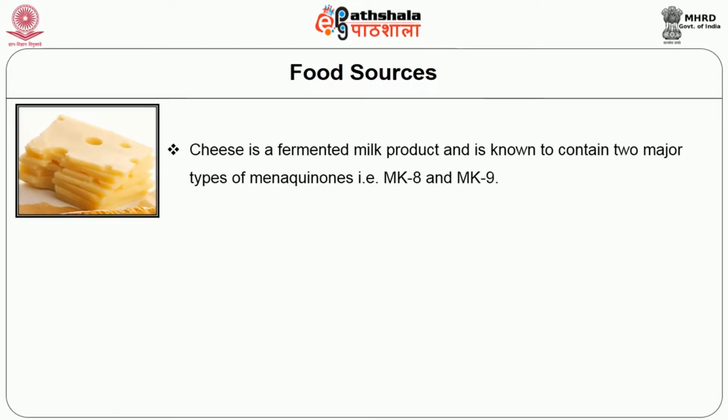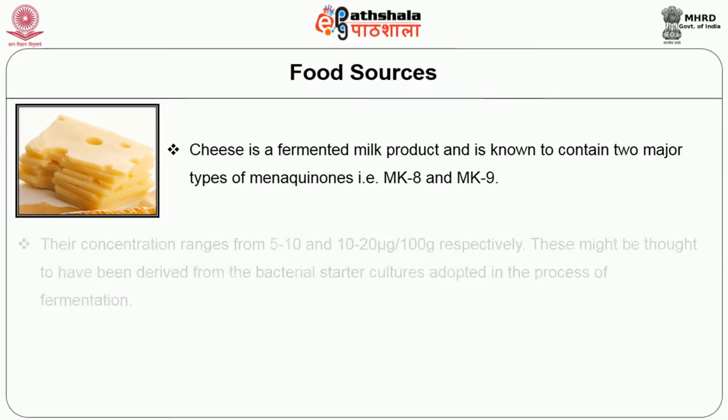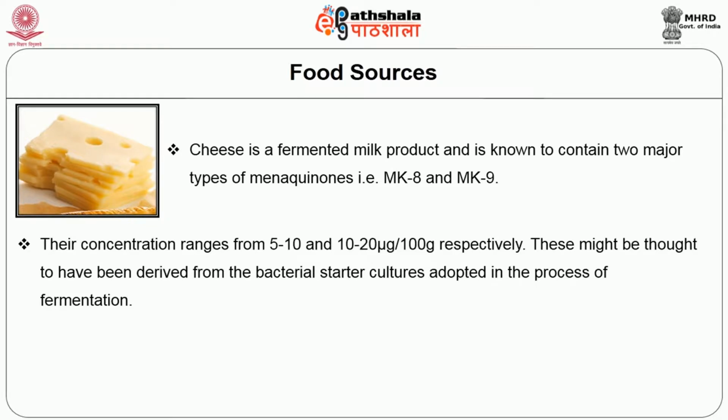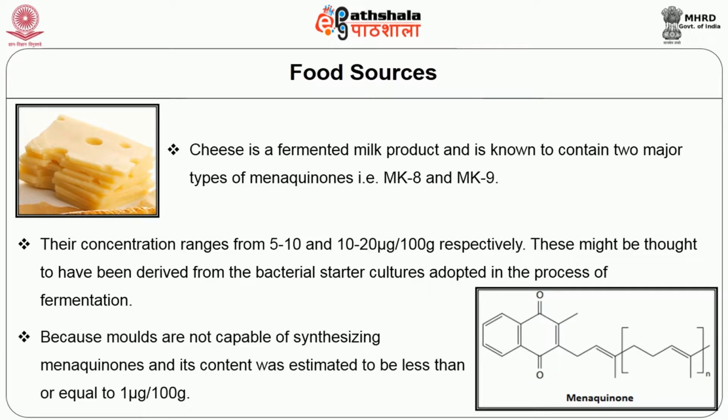Cheese is a fermented milk product and is known to contain two major types of menaquinones, that is MK8 and MK9. Their concentration ranges from 5 to 10 and 10 to 20 micrograms per 100 gram respectively. These might be thought to have been derived from the bacterial starter cultures adopted in the process of fermentation, because molds are not capable of synthesizing menaquinones and their content was estimated to be less than or equal to 1 microgram per 100 gram.